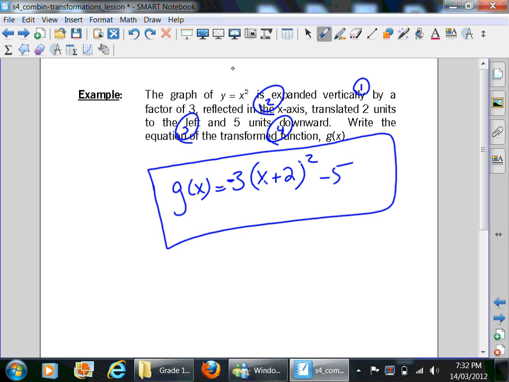The 3 expands things vertically by a factor of 3. The negative in front of the 3 reflects the function in the x-axis. The positive 2 moves the function 2 units to the left, and the negative 5 moves the function 5 units down. And there we go. There's the equation of the transformed function g of x.